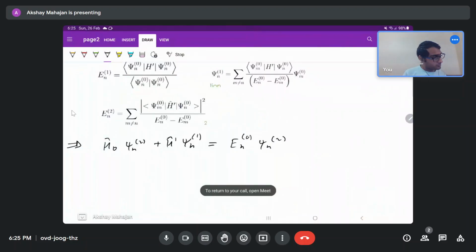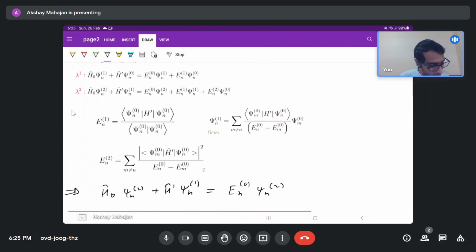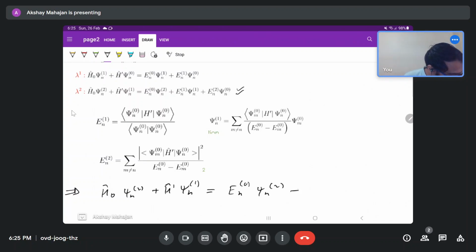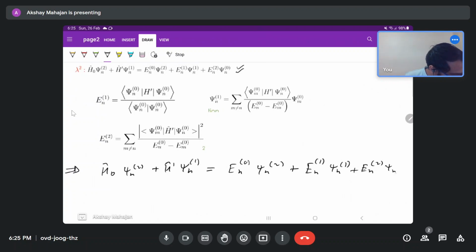Okay, yeah. Let's just go back to this one. So we have to do this lambda square term. This equation is what I'm writing. H cap naught psi of second order plus h cap prime psi of the first order equals En of 0 psi of the second order plus En of the first order correction psi of the first order plus En of the second order correction psi of the 0th order.